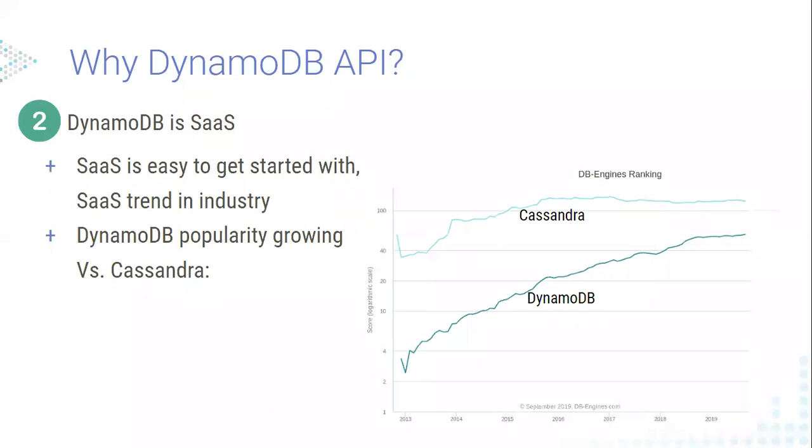The second reason why it's good to have a DynamoDB API is that DynamoDB is a software as a service. You don't install it, you just run it as a service. And so it's very easy to get started with, and it has become a trend in the industry. You can see here a graph of the popularity of DynamoDB versus Cassandra over the last few years. You can see DynamoDB is growing much faster than Cassandra is. So there's a lot of demand for DynamoDB and its APIs and applications.